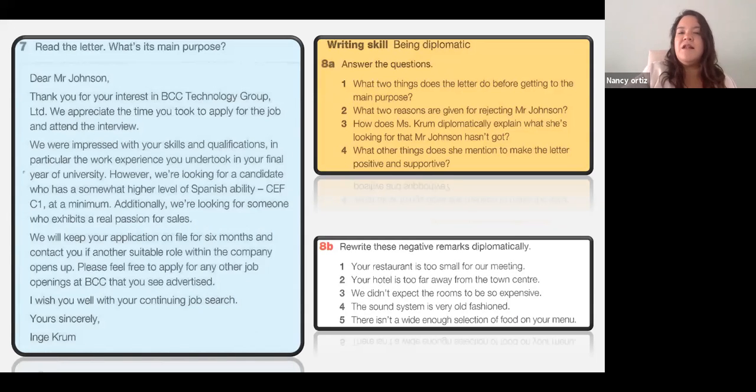So what 2 reasons are given for rejecting Mr. Johnson? What reasons? His level of Spanish, because we need a person with a higher level. And one more? Someone who exhibits a real passion for sales. Exactly. Those 2 are the reasons. How does Miss Crump, diplomatic, explain what she's looking for that Mr. Johnson hasn't got?